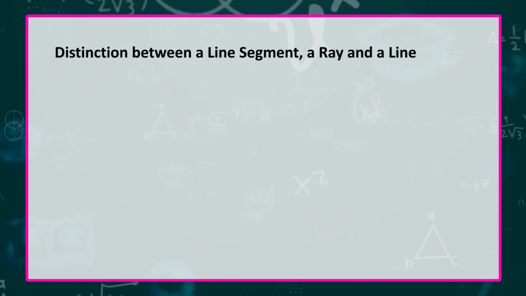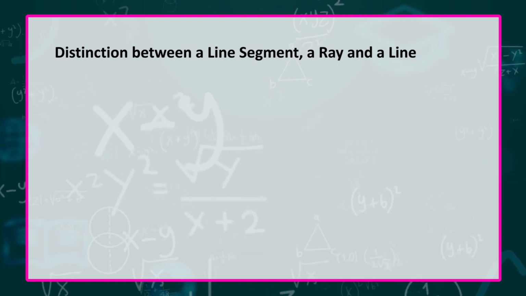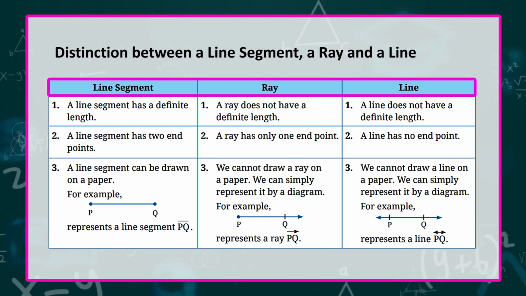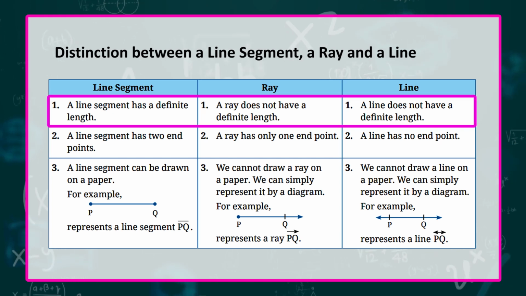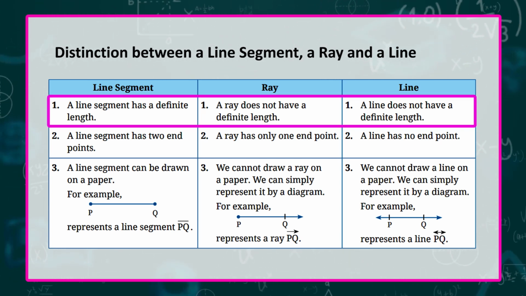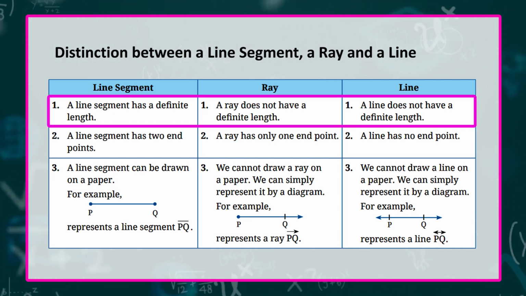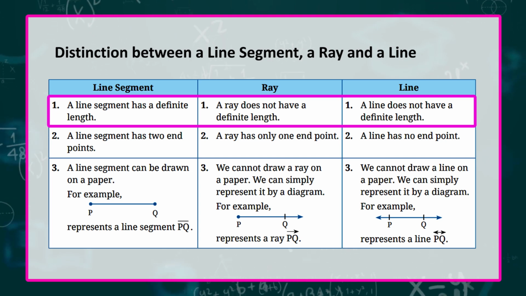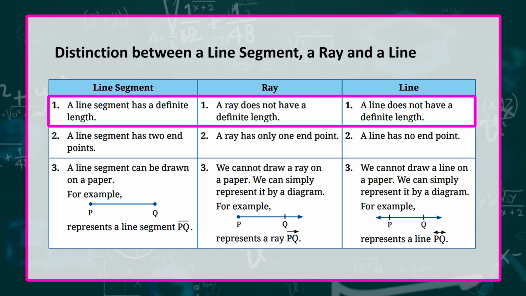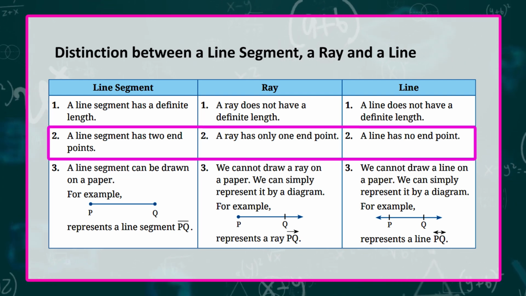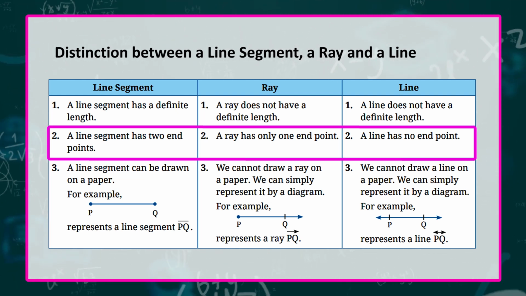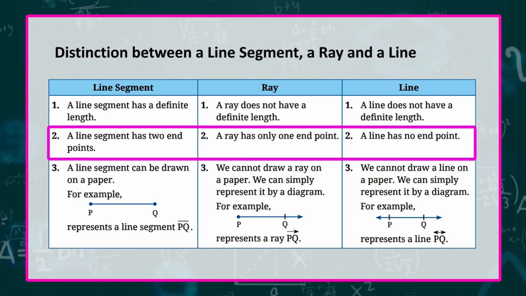Distinction between a line segment, a ray and a line. A line segment has a definite length. A ray does not have a definite length. A line does not have a definite length. A line segment has two endpoints. A ray has only one endpoint. A line has no endpoint.